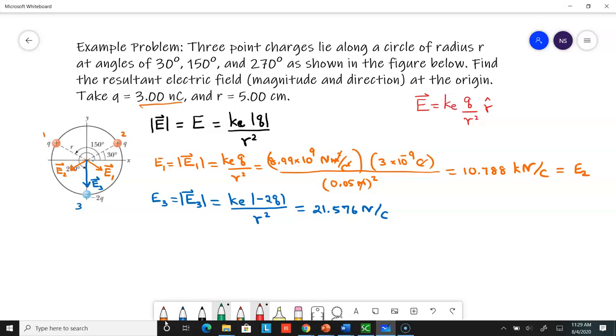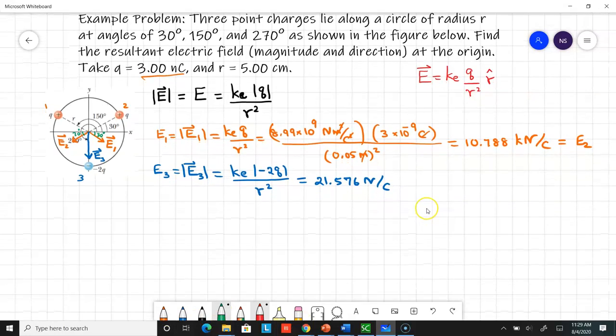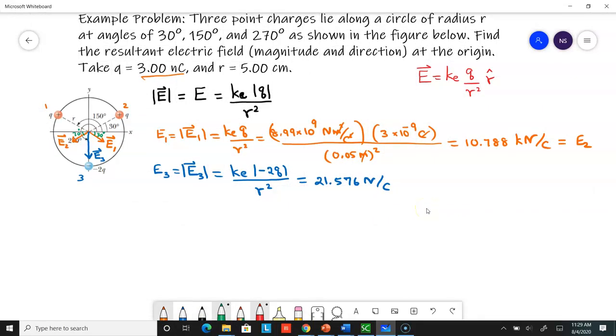Okay, so we have all the magnitudes now, and we also see that these directions here, E1 is pointing 30 degrees below the x-axis, E2 is 30 degrees below the negative x-axis, and E3 is completely downward, right? So if I write these in the i j notation, I will have my vector E1, right? So E1 will have a positive x and a negative y.